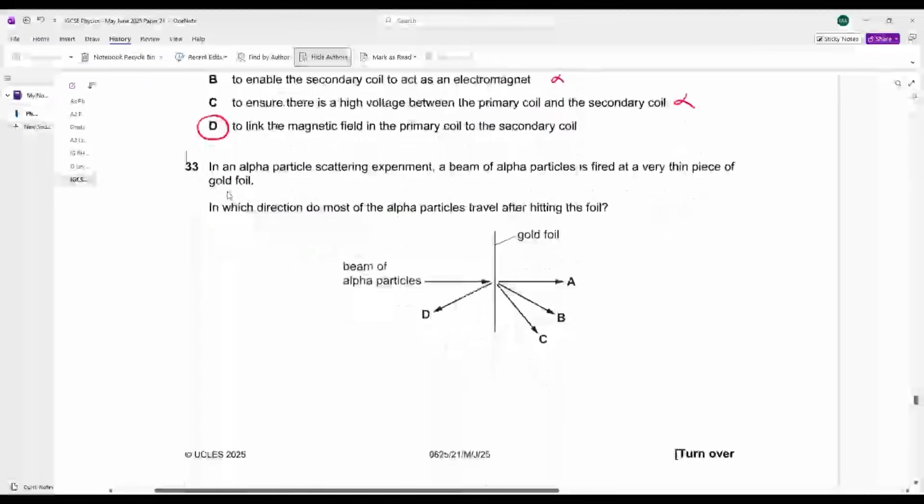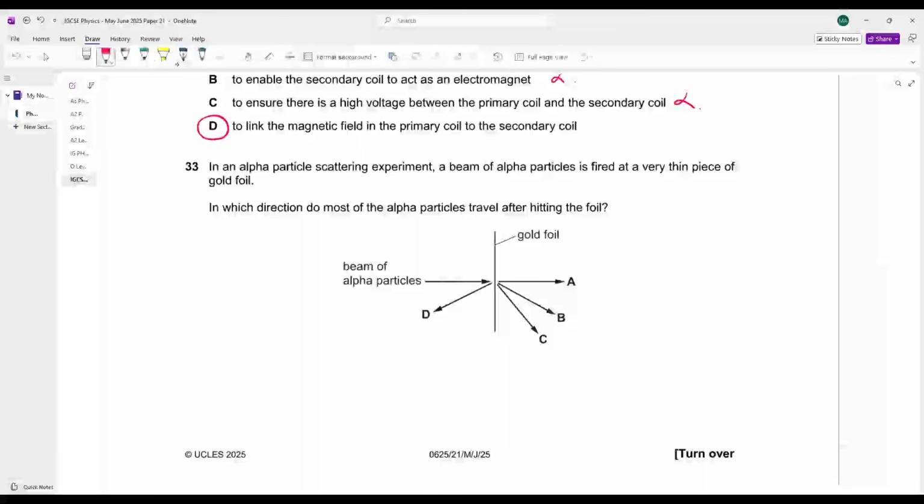Perfect. In an alpha particle scattering experiment, a beam of alpha particles is fired at a very thin piece of gold foil. In which direction do most of the alpha particles travel after hitting the foil? बेटा अल्फा पार्टिकल स्कैटरिंग एक्सपेरिमेंट में क्या होता था? As the particles hit the gold foil they pass undeflected. A is your answer. Easy.